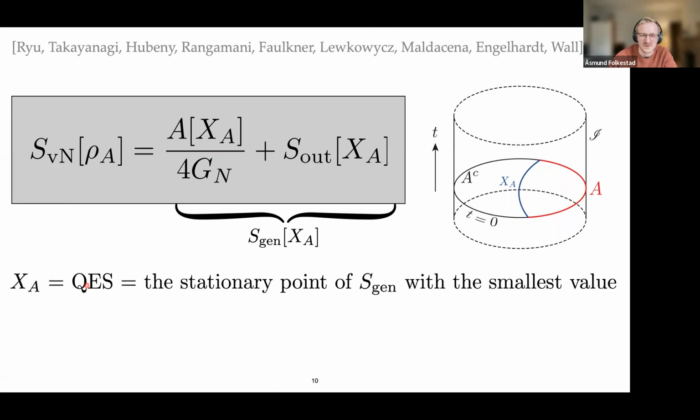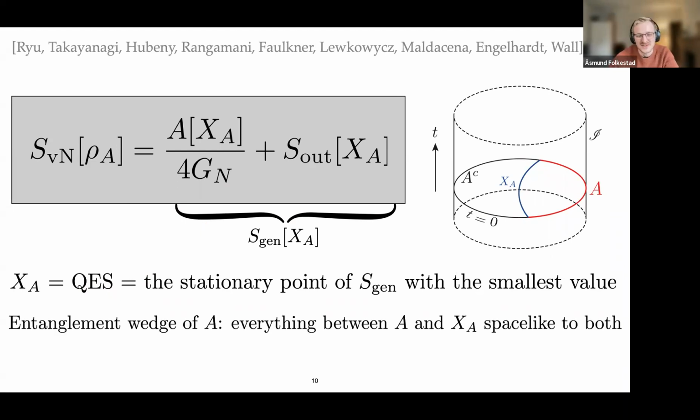And as I said, XA is a quantum extremal surface, and it's a stationary point of this functional here, Sgen, on the right-hand side. And this XA is, of course, anchored at the boundary of A, like I've drawn it here. The entanglement wedge of A is essentially everything between A and XA that's space-like to both. Or more precisely, it's the domain of dependence of some Cauchy slice that has XA union A as a boundary. And everything in the entanglement wedge is encoded in the state rho of A. Good, so that's the first tool we'll need.